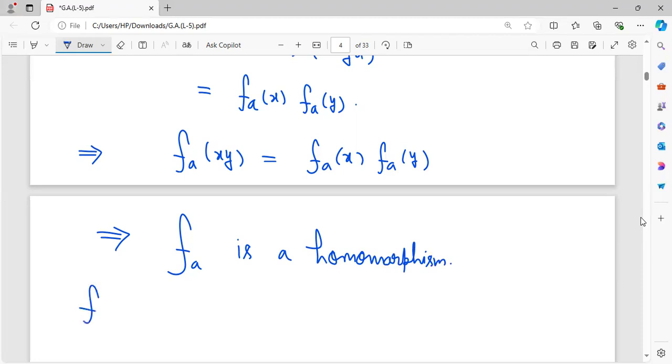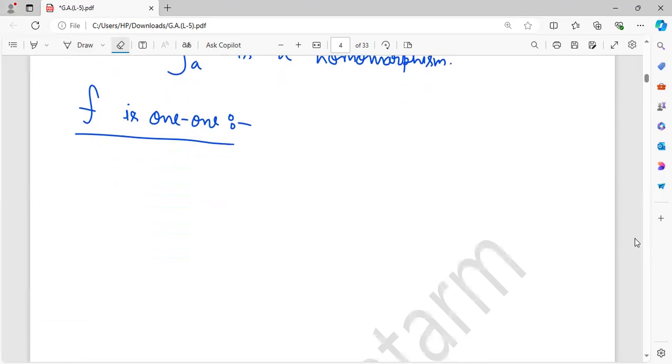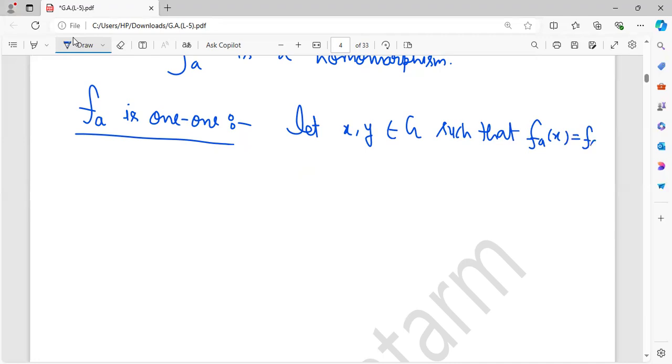Second, f_a is one-one. Let x, y belong to G such that f_a(x) = f_a(y). So f_a(x) = f_a(y) means what? a inverse x a = a inverse y a.